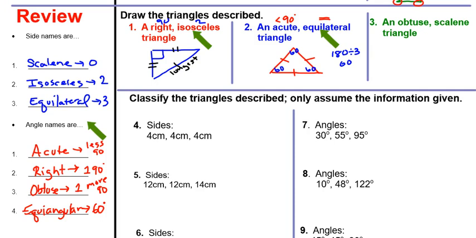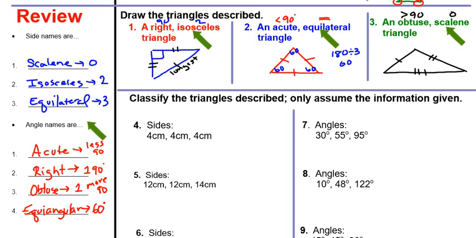The last thing that we have in this section right here is we are going to do an obtuse scalene triangle. And as soon as we see the word obtuse, we know that it's going to be greater than 90 degrees. And we have 0 equal sides. So we have to draw one big angle in there. And then we have to mark all of the sides differently. So we mark different tick marks on all the sides.